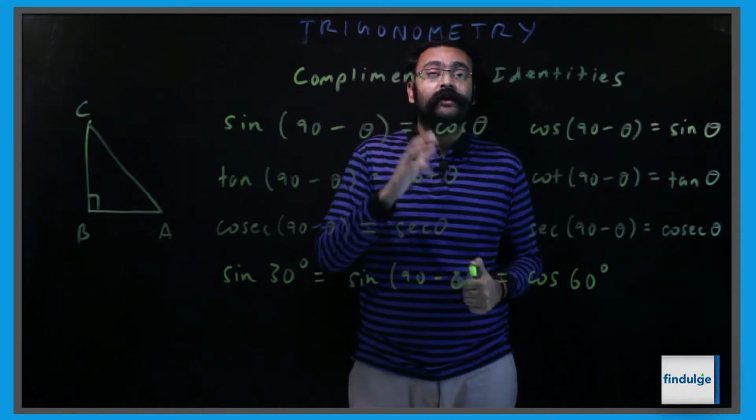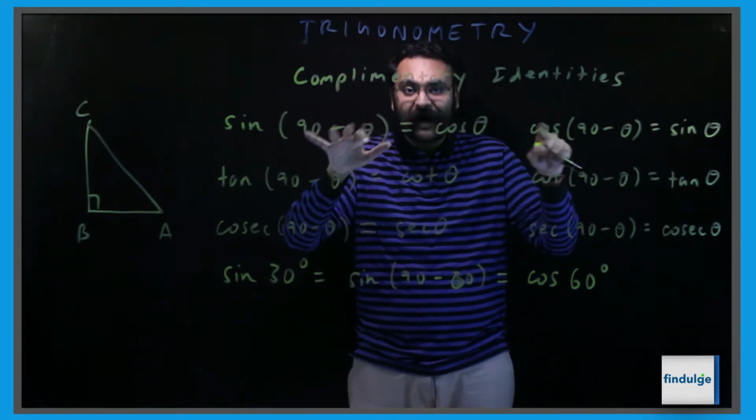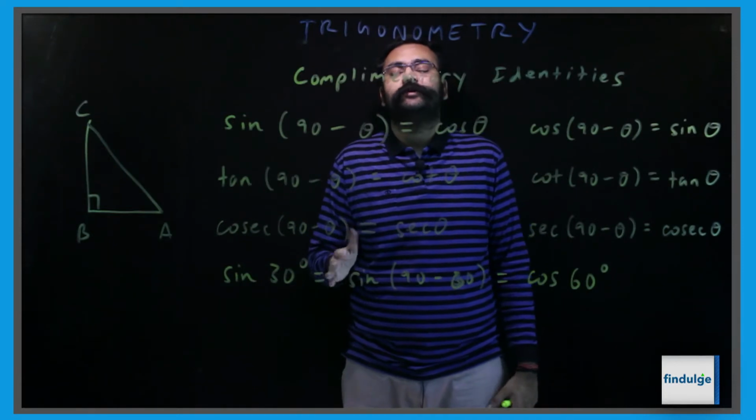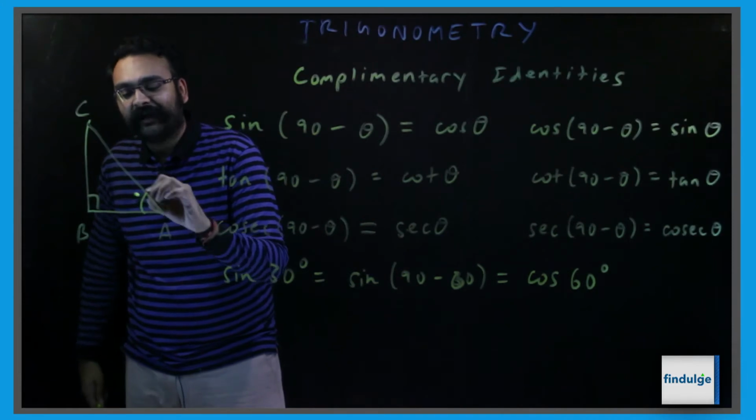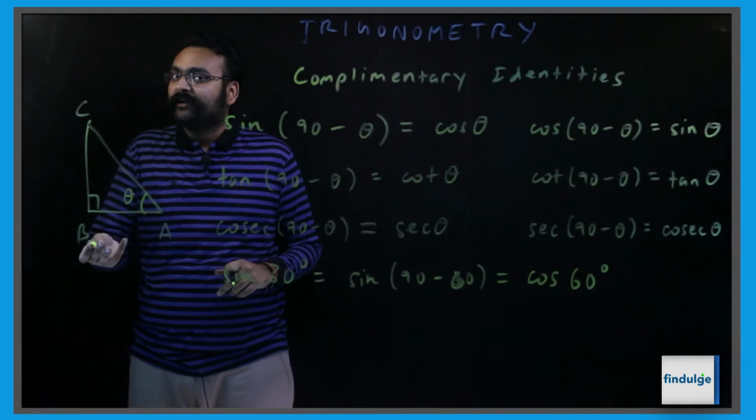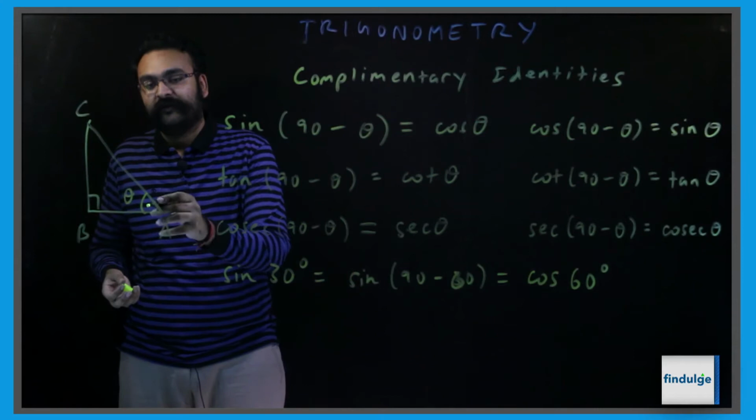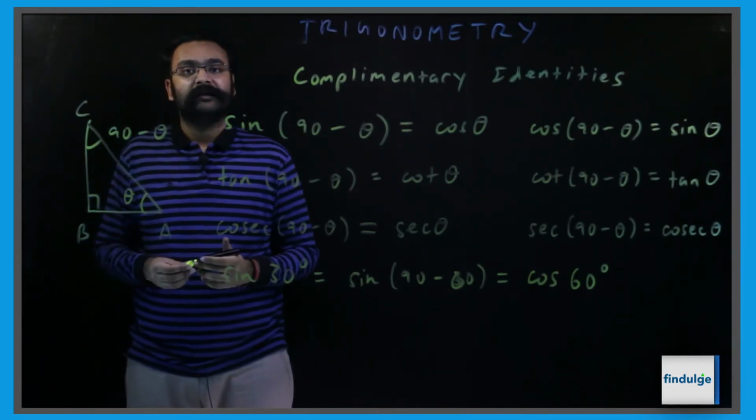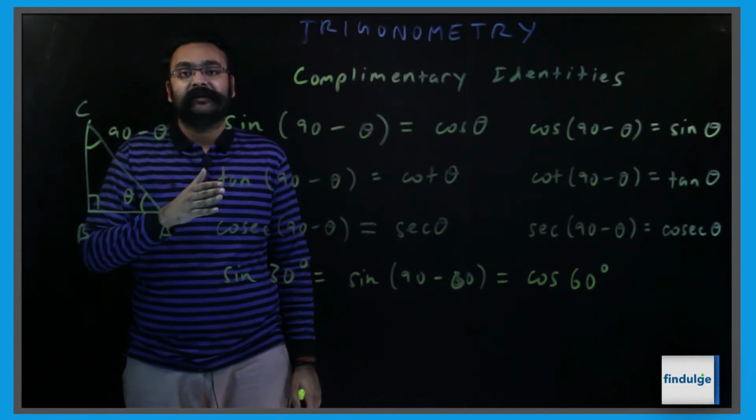This is a very important property because later you will get questions where only by applying this you get to the answer. Now the explanation for this is very straightforward. Let's say that angle A is theta. Now of course this is a right angle triangle, which means A plus C must be equal to 90 degrees. A is theta, C is clearly 90 minus theta.